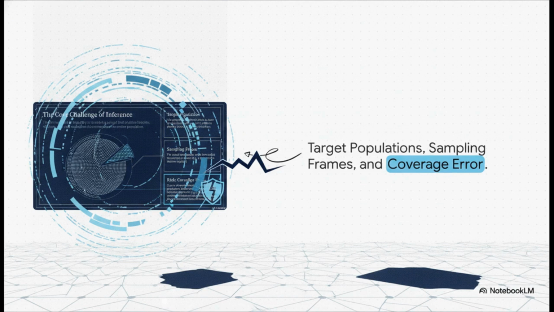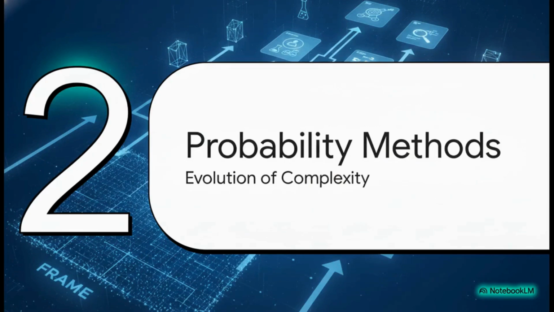And that gap between the two? That is what we call coverage error. Because if your registry is outdated, it might systematically exclude, let's say, informal sector workers. And that fundamentally biases your estimates right from day one. Your math can be absolutely perfect, but if your frame is flawed, the whole dataset is compromised. So how do we fix that? Let's get into Section 2, probability sampling methods, and how they evolve in complexity.